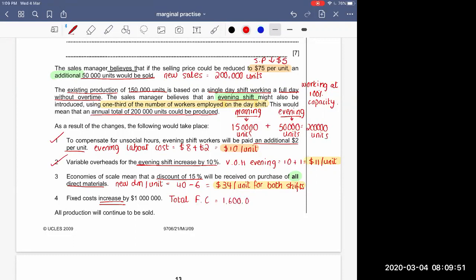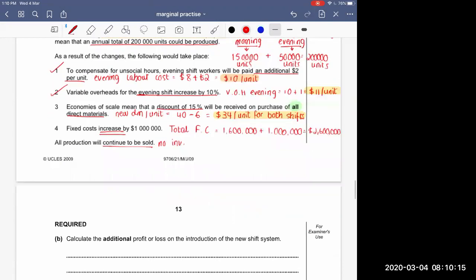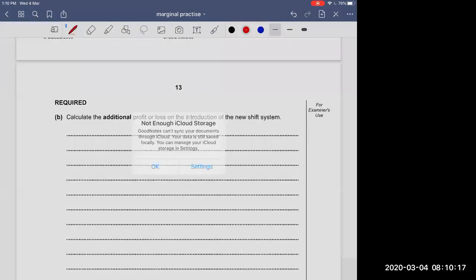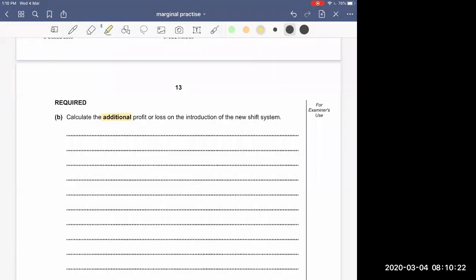Again, all units produced will be sold. That means there will be no leftover inventories. Now, calculate the additional profit or loss. The requirement states: calculate the additional profit or loss on the introduction of the new shift. This means we have to find the incremental profit. Additional means incremental.